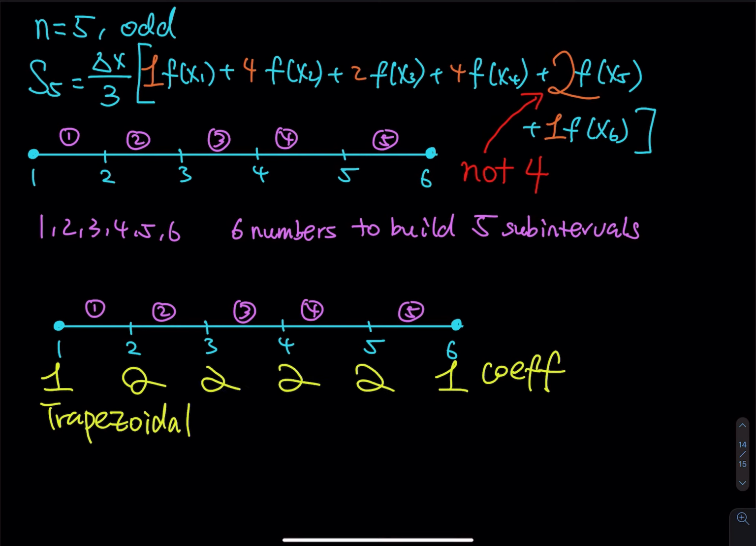When you put a bunch of 2's in the middle, I don't care about odd or even. All I need to do is fill up the middle with a bunch of 2's, right? But for Simpson, you have to go 4, 2, 4, 2, 4, 2, and it must end at 4. That means the number of subintervals must be even.